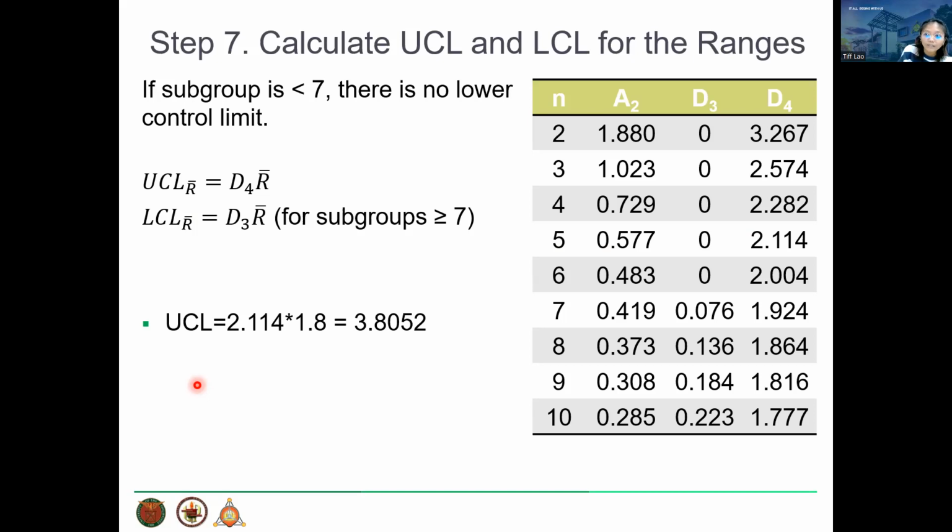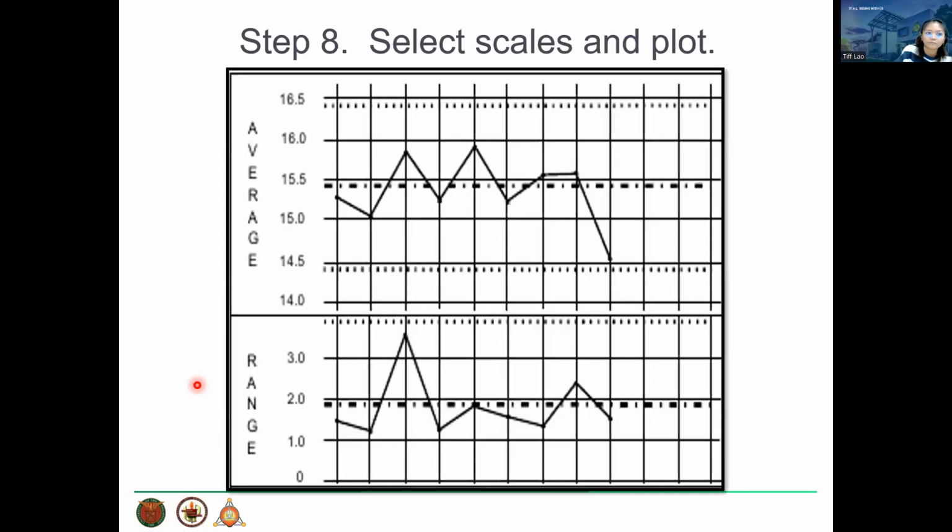So kapag ipa-plot na natin, ito yung X bar chart. Ito yung upper control limit mo. It's basically a horizontal line. Ito yung lower control limit mo. So ano kaya 'tong center line? It corresponds to what? Correct. Ito yung grand mean mo. Okay? Claro? Is that clear?